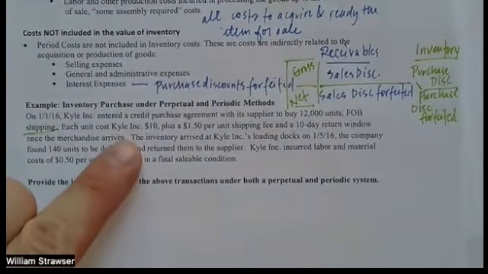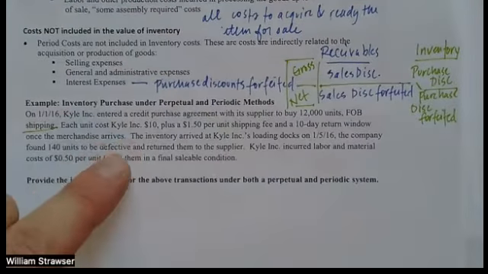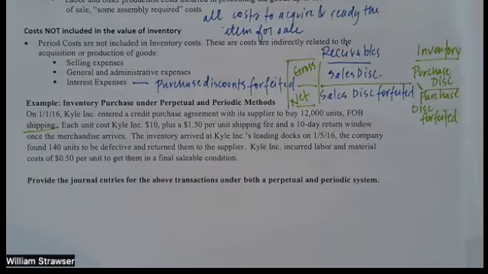Each unit costs $10. That's the invoice, plus $1.50 per unit shipping, and it has a 10-day return window when the inventory arrives. It arrived on the loading docks on 1/5/16. The company found 140 units to be defective and returned them to the supplier. Kyle incurred labor and material costs of 50 cents per unit to get them in a final saleable condition.